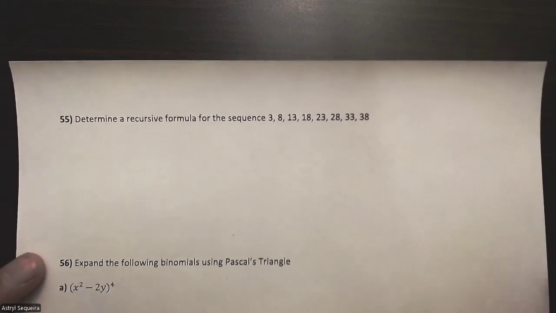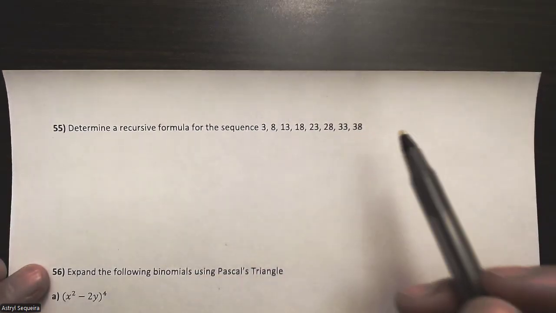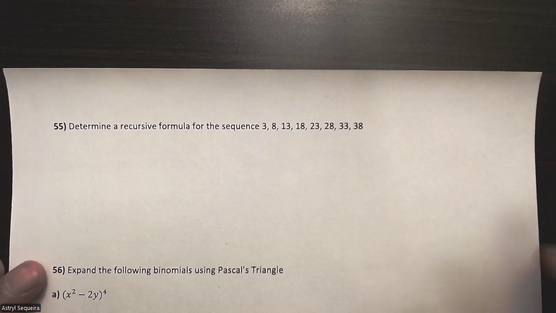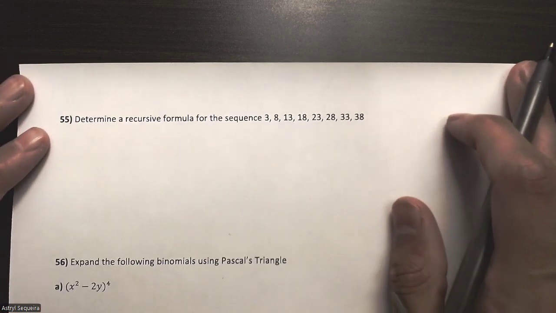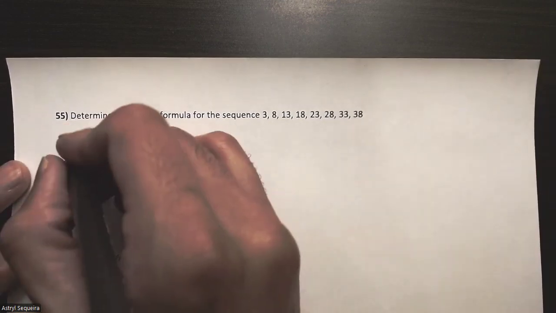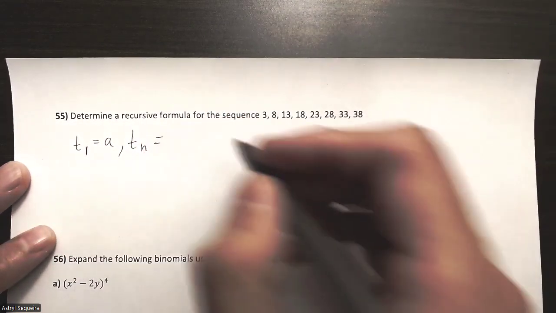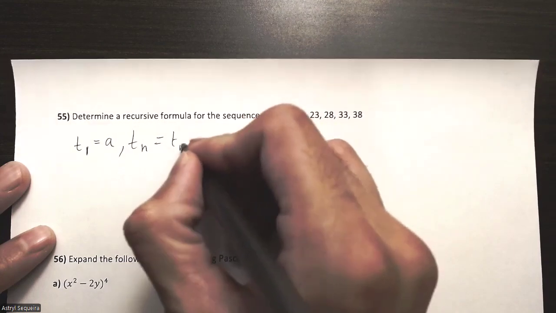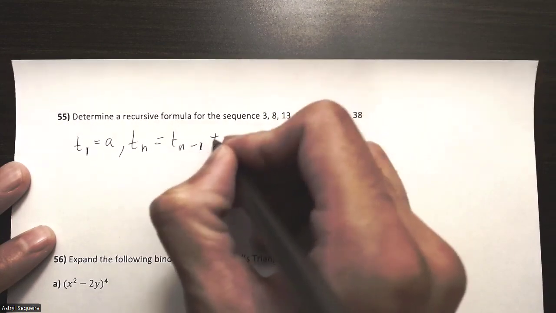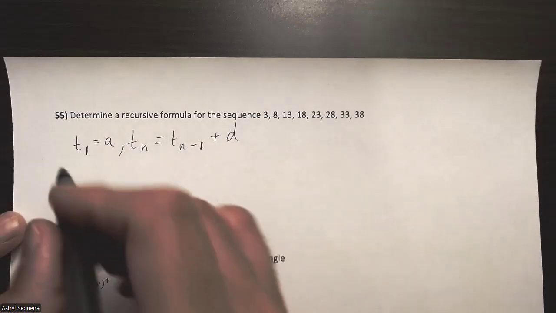Question number 55, determine a recursive formula here. So these are all constantly going up by 5, which makes this an arithmetic sequence. So I know the formula for arithmetic is t1 equals a, tn equals tn minus 1 plus d.